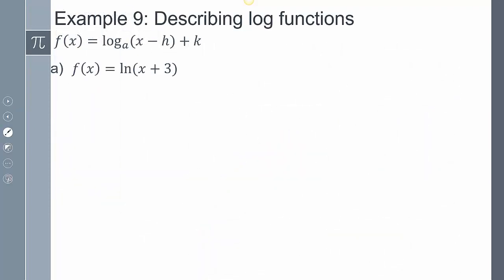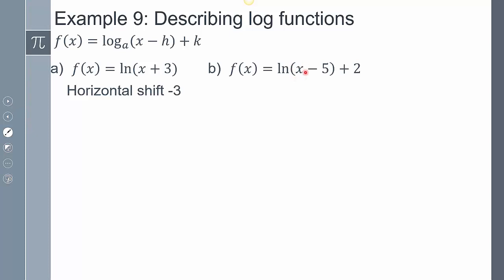Now, if I wanted to describe what's happening with my function, because we said this is a horizontal shift, if I have ln of x plus 3, I'm going to have a horizontal shift, and it's going to shift in the negative direction, 3. So I have a horizontal shift of negative 3. And that's it. My next one, if I had ln of x minus 5 plus 2, here I have a horizontal shift of positive 5, and I have a vertical shift of up 2.